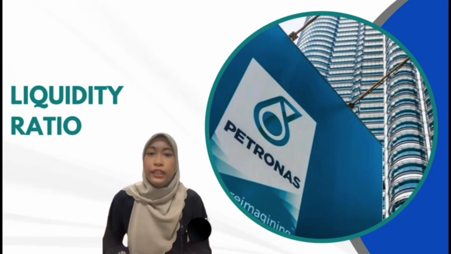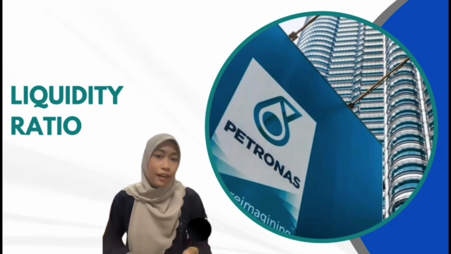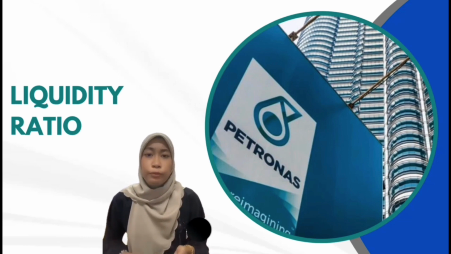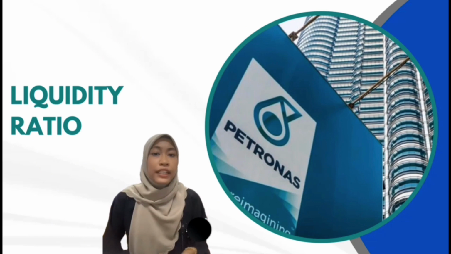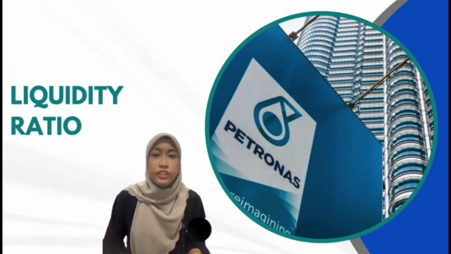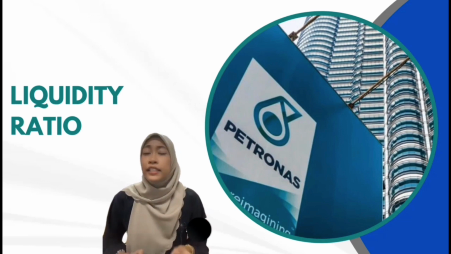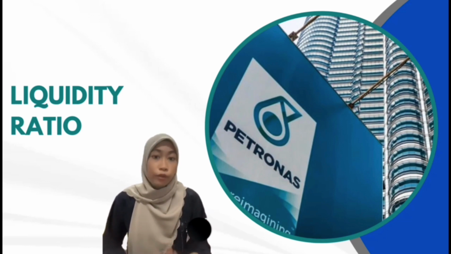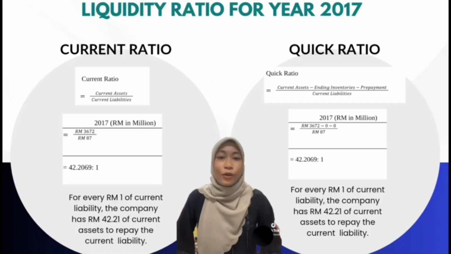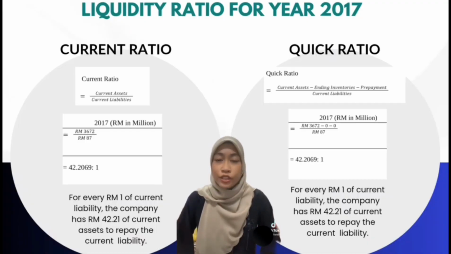Current ratio is defined as the ratio that calculates the proportion between the current asset and current liability. It is useful for finding the ability of the firm to meet its current obligations. Meanwhile, quick ratio is defined as the ratio that calculates the proportion of the most liquid current assets to current liabilities, and it is useful for determining the ability of the firm to meet any urgent requirement. Okay, now let's look at the calculations of liquidity ratio.